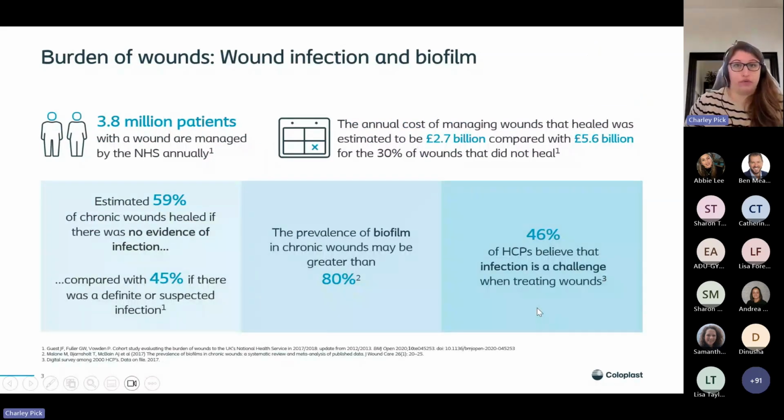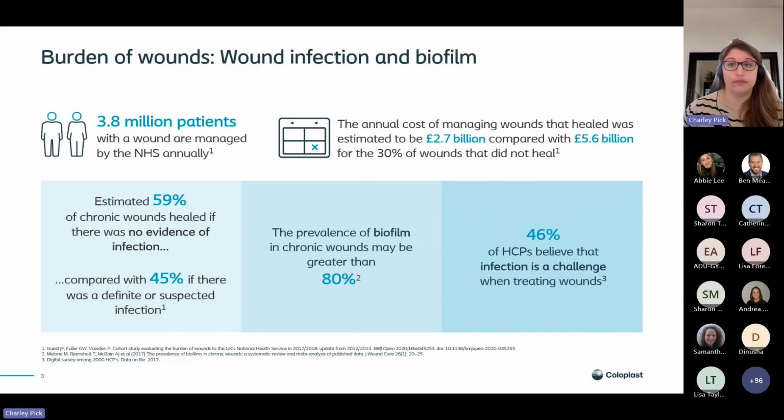So there is a huge burden of wounds within the NHS, and Guest did some work in 2012, 2013, and then again in 2017 and 18. So 3.8 million patients with a wound are managed by the NHS annually. So that is an awful lot of patients that have wounds that you are all managing. The annual cost of managing those wounds that healed was estimated to be £2.7 billion, but compare that with the 5.6 billion for the 30% of wounds that did not heal.